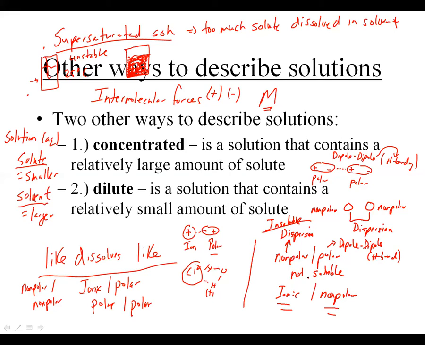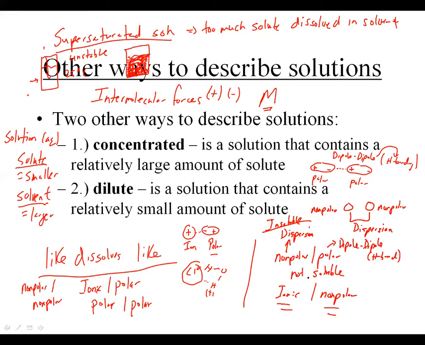A saturated solution is a solution that, at that particular temperature, because solubility is based on temperature, has hit the maximum amount of solute that will dissolve at that given temperature. With an unsaturated solution, solid will continue to dissolve all the way up until you hit a saturated solution. At a saturated solution, it will no longer dissolve. It will just start to pile up on the bottom.